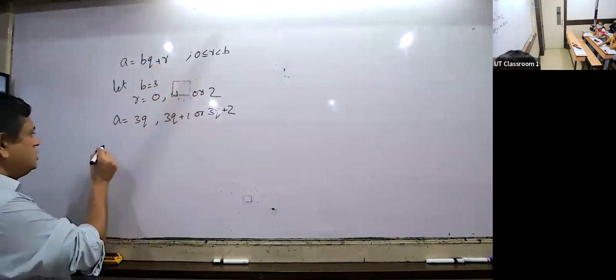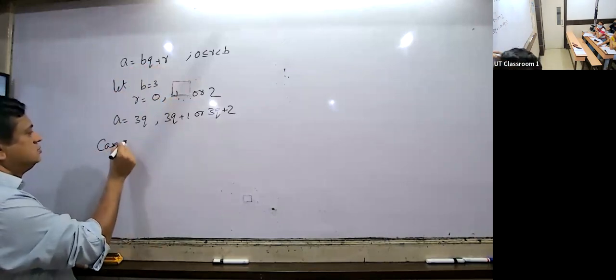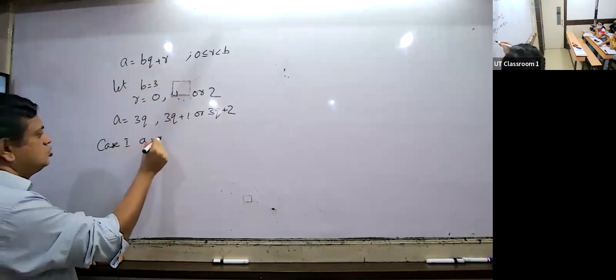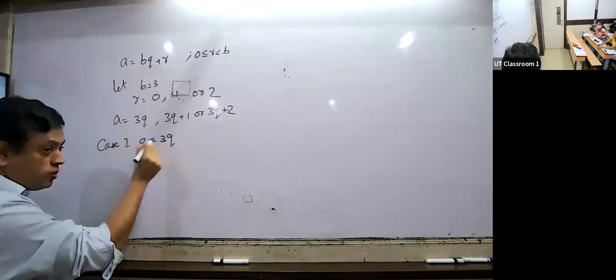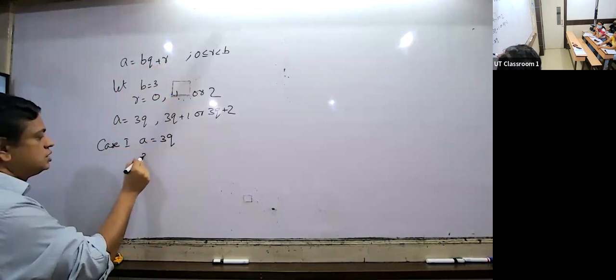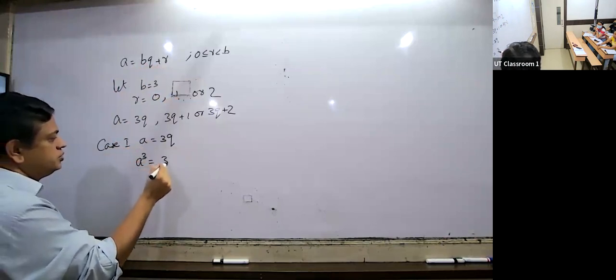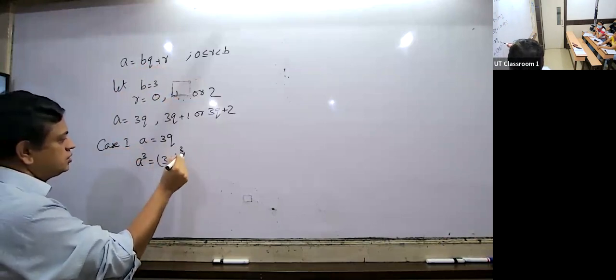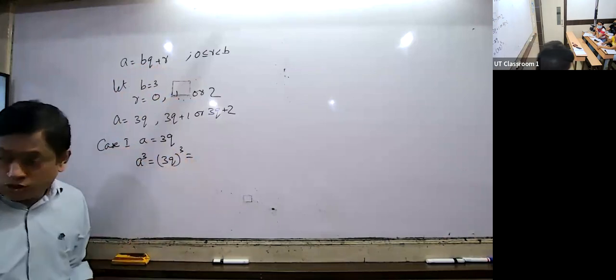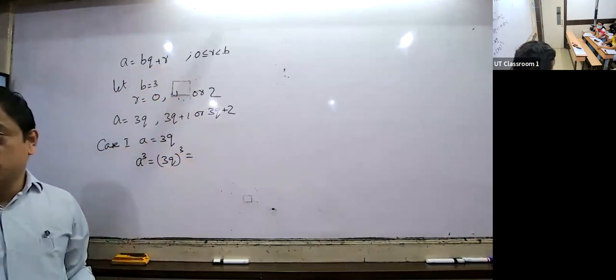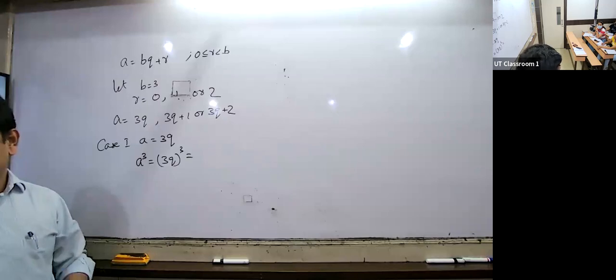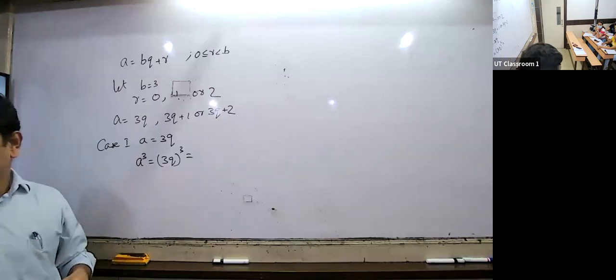Now, case 1. What is the first case? A is equal to 3Q. We need to find out the cube of the number now. So we will consider A cube. What is the value of A cube? 3Q whole cube. What is the value of 3Q whole cube?